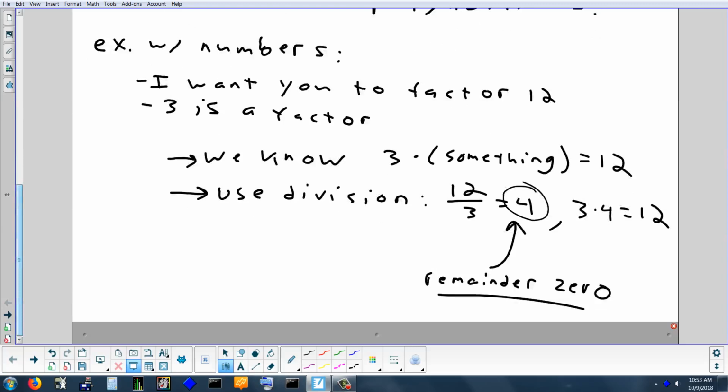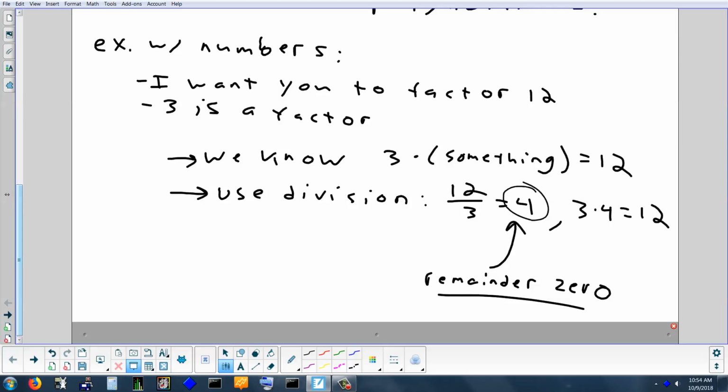And the important thing is, when we divide by something that is a factor, there's no remainder. So if I asked you, is 5 a factor of 12? Well, you could try doing 12 divided by 5, but if you get a remainder that's not 0, it's not a factor. So that's another important thing that always happens. When you take a number and divide by a factor, you get a remainder of 0. So that's how we can test if something is a factor.